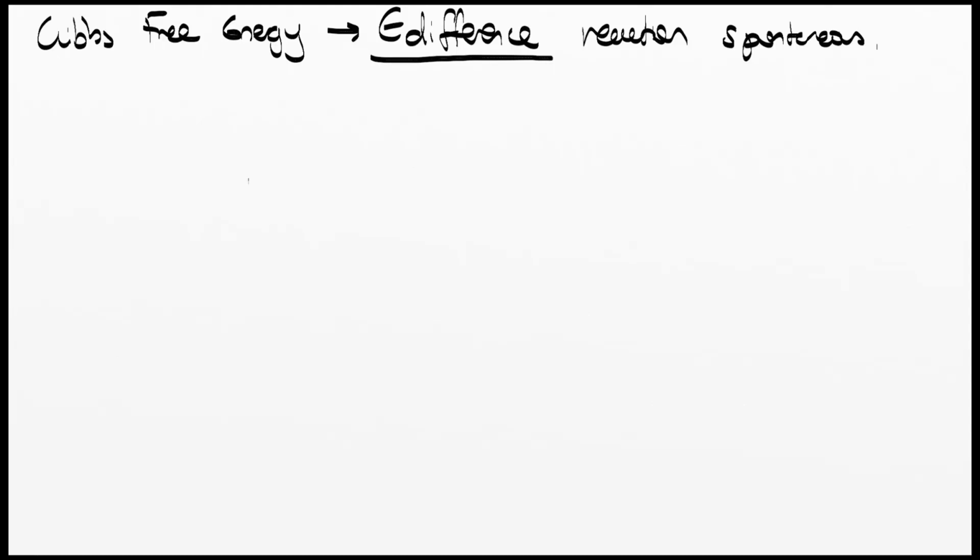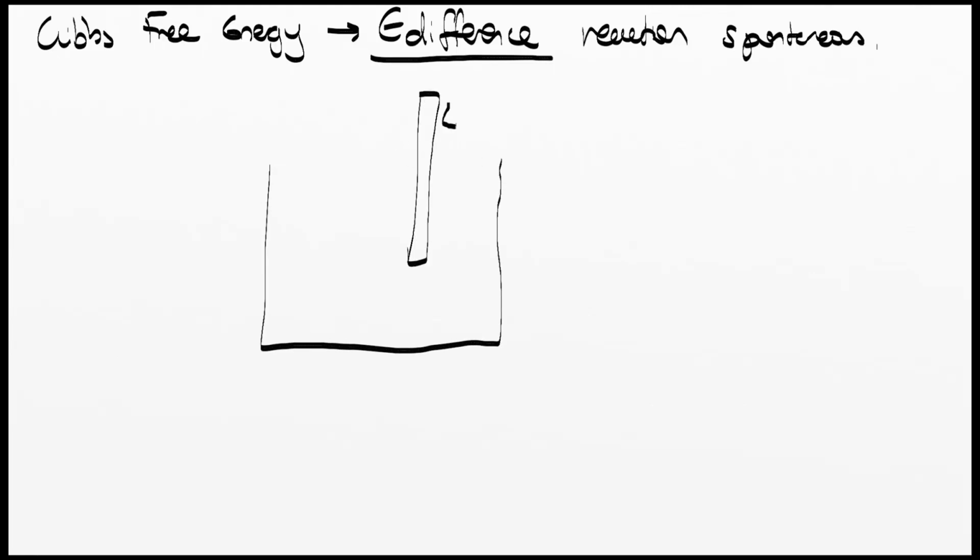But let's have a look over here at an example. The example is this. I have a jar of water, and inside the jar of water, I'm going to put in a bar of zinc metal. So this is solid zinc metal, and the zinc metal is inside this jar of water. And this is just H2O.